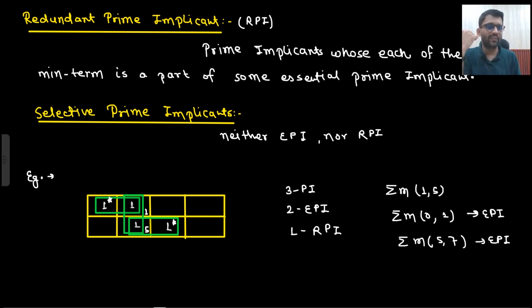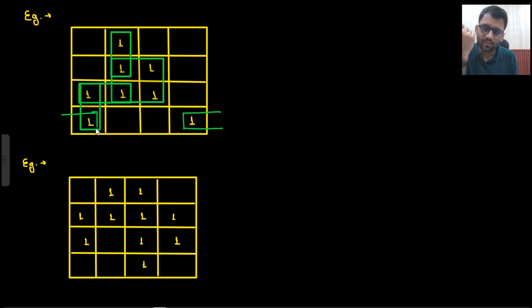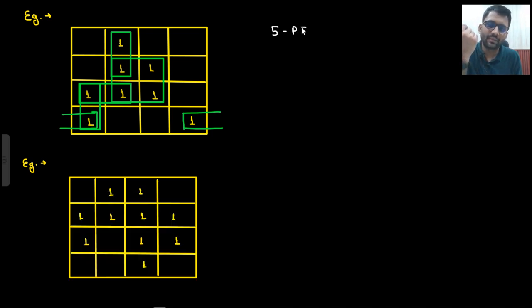Now I will show you one example where there are redundant prime implicants. So let's see this example now. So first we will mark all the prime implicants: 1, 2, 3, 4, and this one can also come. So it will be 5, right? So basically there are 5 prime implicants. Out of these, which all are essential prime implicants? You can quickly tell. If you go to this group, this guy is alone. If you go to this group, these guys are alone, or this guy is also alone. But these are the part of only one group only. And if you go to this group, this guy is alone.